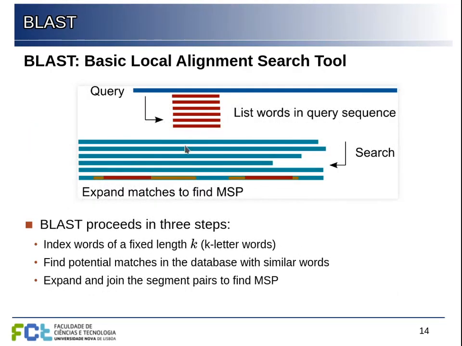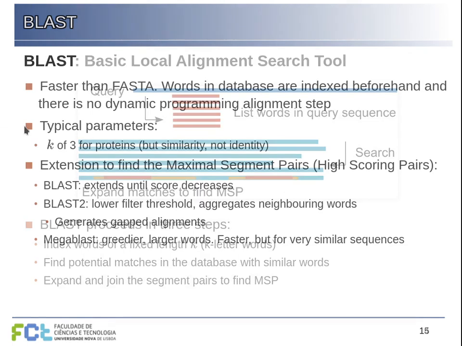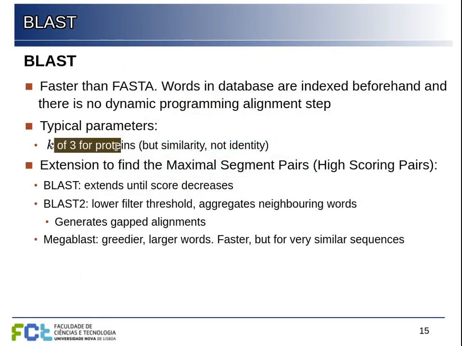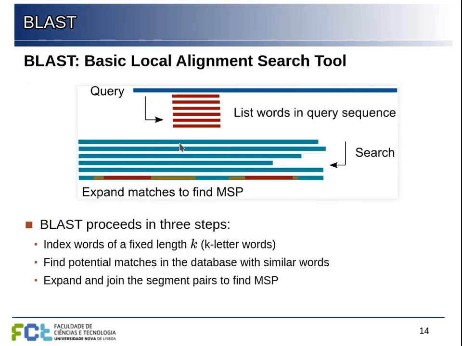So in a diagram, we have this database with lots of sequences. In all of these sequences, we have previously indexed which sequences of K symbols occur here. So typically for proteins, K is 3 in BLAST. So you can imagine that for each sequence in the database, we store a table of which combinations of 3 amino acid residues appear in that sequence, and we know this for all of the sequences.